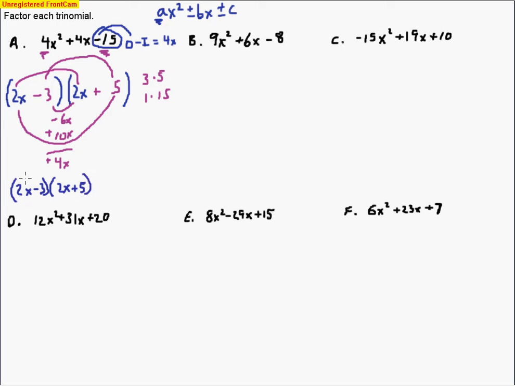Well, let's take a look at the next one. Again, the same sort of thing. The first 3 problems are going to be ones where our last term is negative. So let's take a look at it. Outer and inner are going to end up subtracting to make a positive 6x.